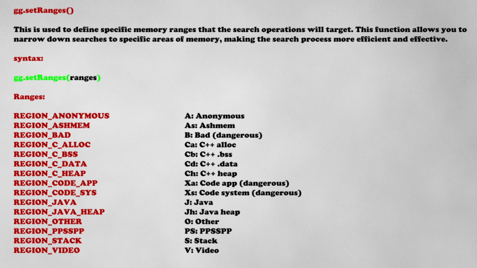gg.setRanges, ranges. Ranges: REGION_ANONYMOUS, REGION_ASHMEM, REGION_BAD, REGION_C_ALLOC, REGION_C_BSS, REGION_C_DATA, REGION_C_HEAP, REGION_CODE_APP, REGION_CODE_SYS, REGION_JAVA, REGION_JAVA_HEAP, REGION_OTHER, REGION_PPSSPP, REGION_STACK, REGION_VIDEO. I will show you how to use this in searching for values.